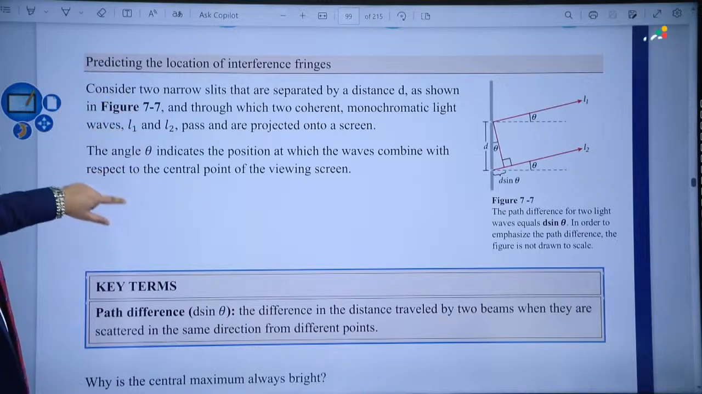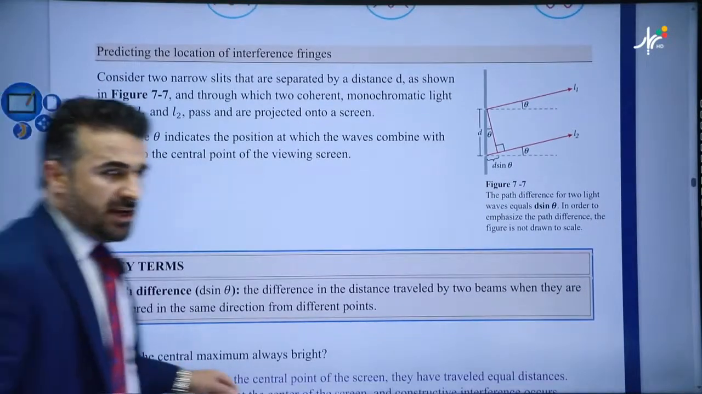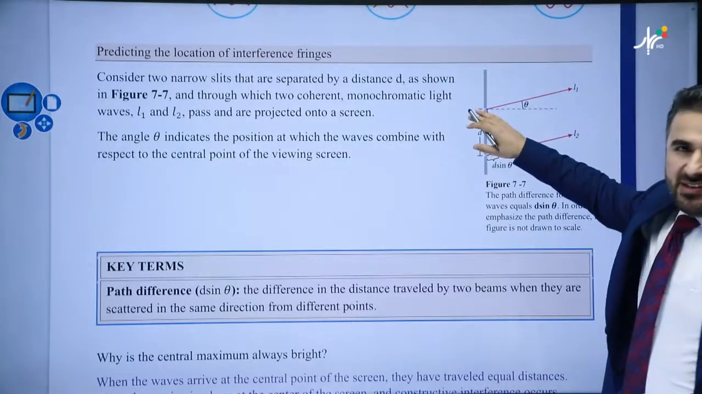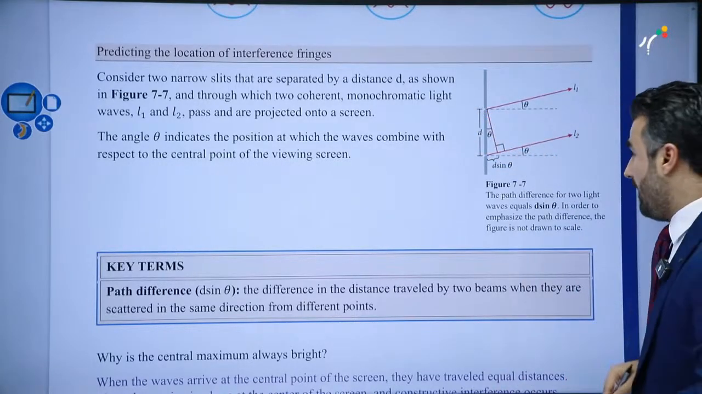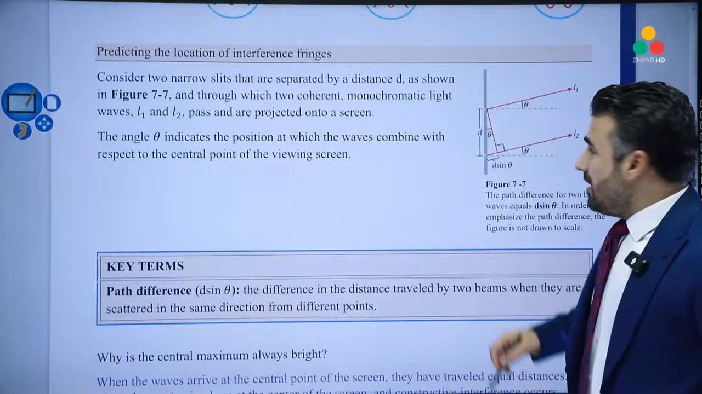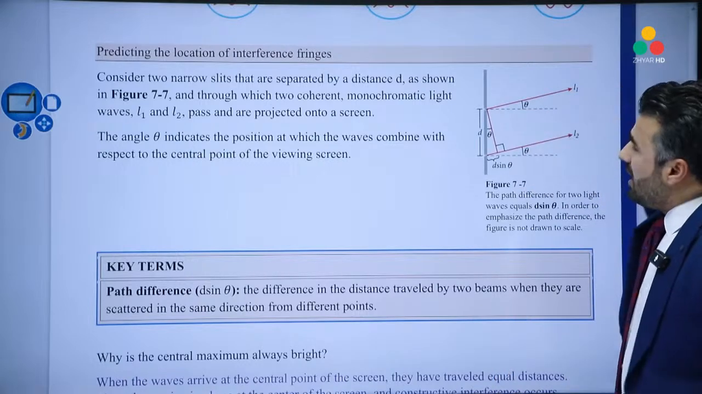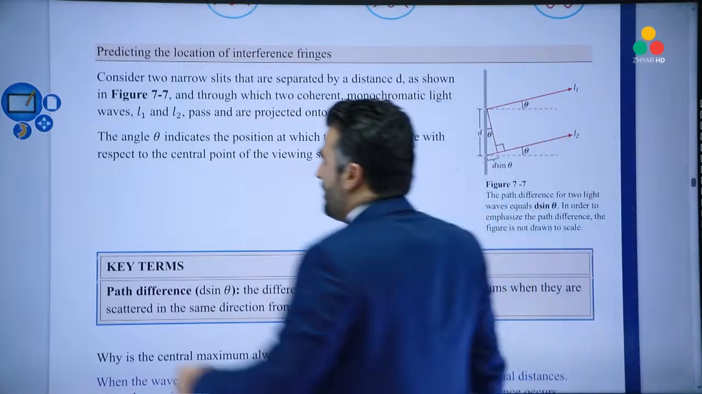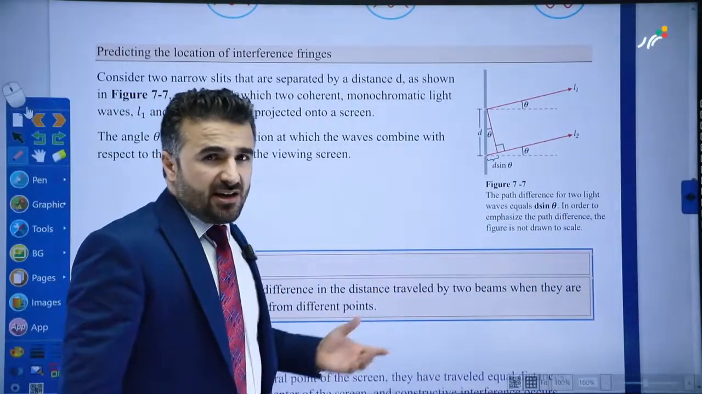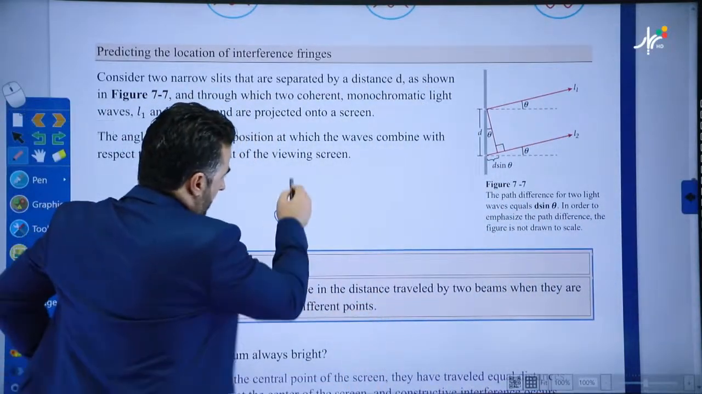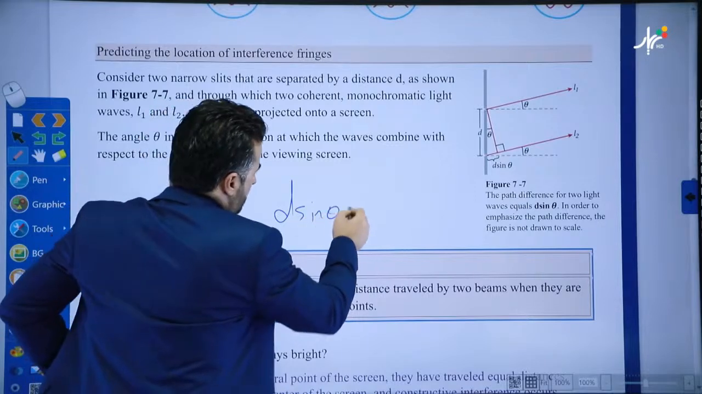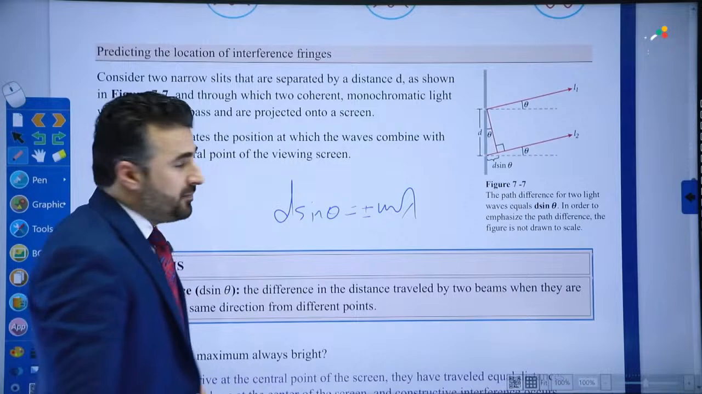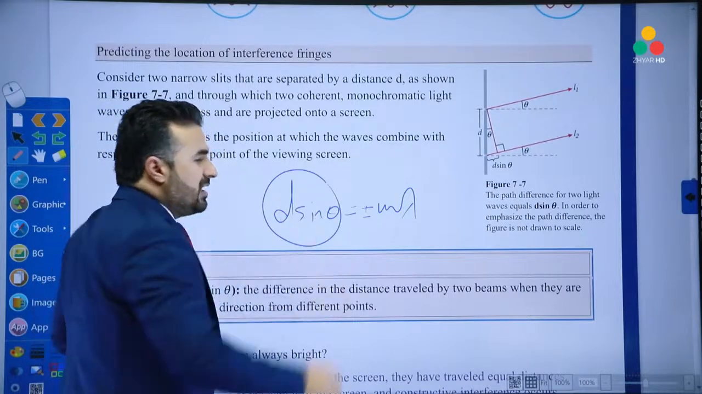Okay, so predicting the location of the interference fringes, I've almost talked about this one here, but I did not talk about the detail, or why we call this one d sine theta. So we said we have an equation. If one of the waves travels this much, the other one travels a bit extra, and this bit extra, we call it d sine theta. So d sine theta equals plus or minus, if it is for bright, m times lambda here. And of course, this one here is called path difference.